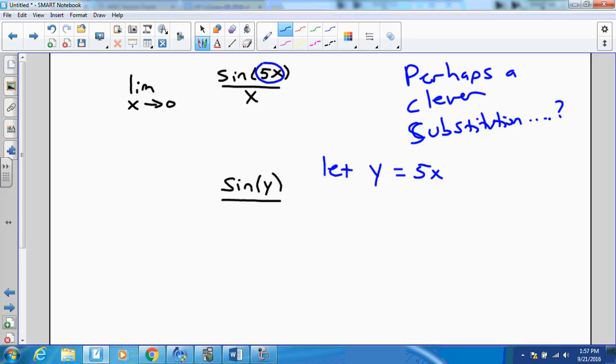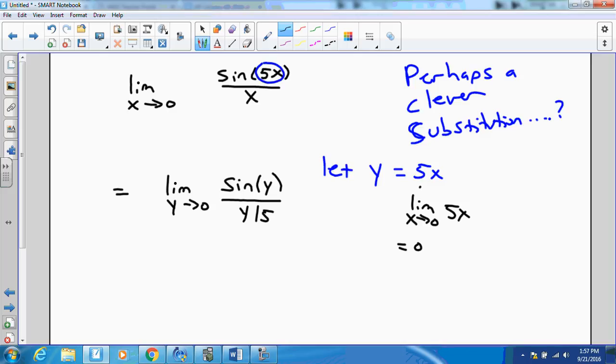But here's where you have to be careful. If y is 5x, then x is the same as y over 5. And then finally, this is the part that students will sometimes have difficulty with. If x is going to 0, what is y going to? Hint: 0. What is the limit if x goes to 0 of 5x? So if x is going to 0, y is going to 0 also.